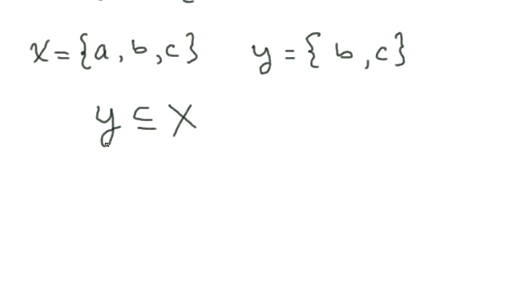Now this set is known as a proper subset. This is called a proper subset. Alright. A, B, C is not a proper subset. In other words, the set is a subset of itself, but it's not a proper subset of itself.